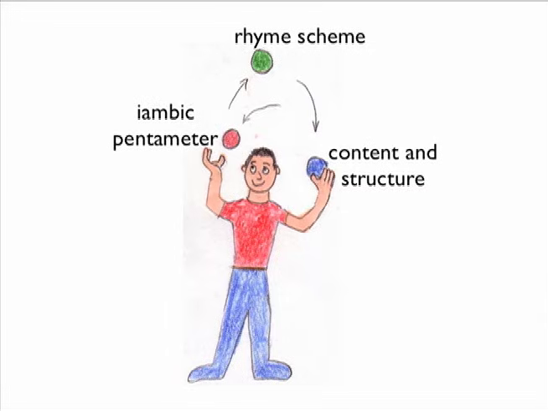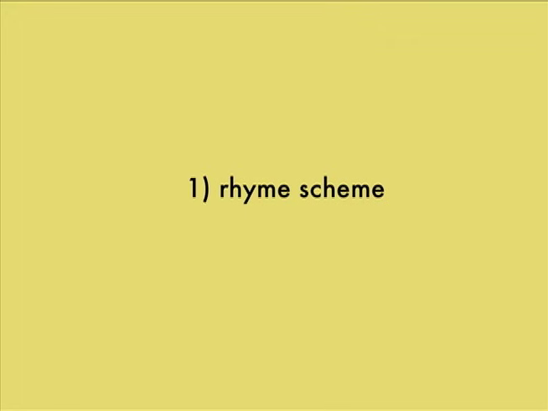Now, I don't know how to juggle, but I always figured that although it would be hard to learn, once I got the hang of juggling, it would seem a lot easier, even natural. Jugglers never look like they're straining with effort. They look focused, but loose. Sonnet writing is kind of like that. Let's look at the first one, the rhyme scheme.